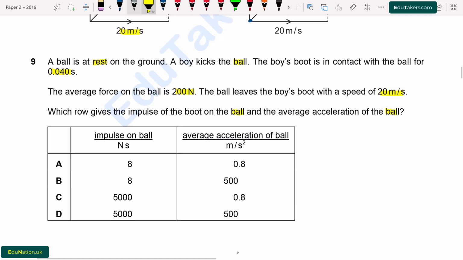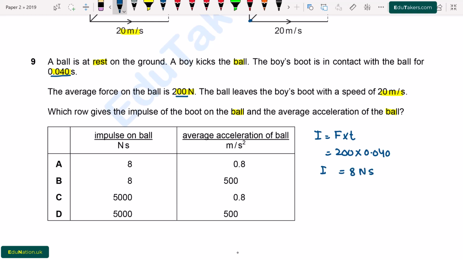Here basically we have to find out the impulse. We know that impulse is the product of force and time. I write here I is equal to F times t. The force is given, which is 200 Newton, multiplied by time. Time is given 0.040 second. So the impulse will be equal to 8 Newton second.